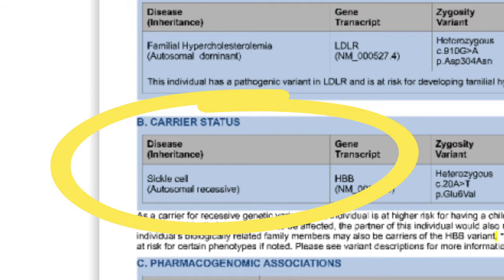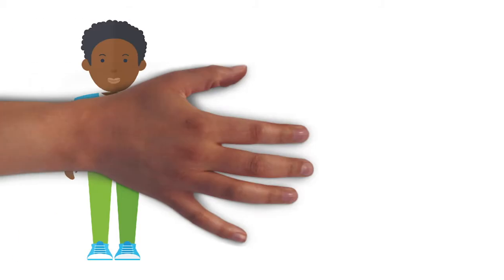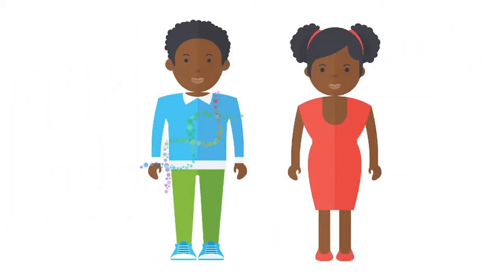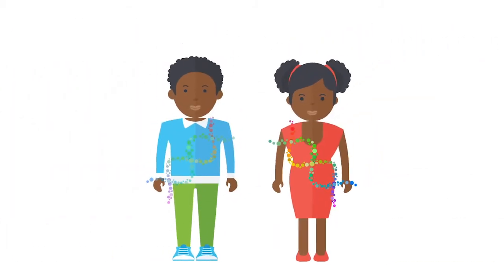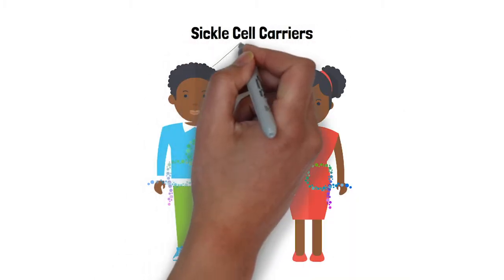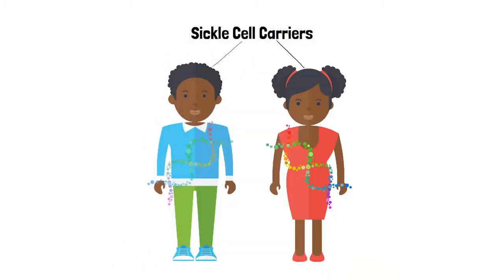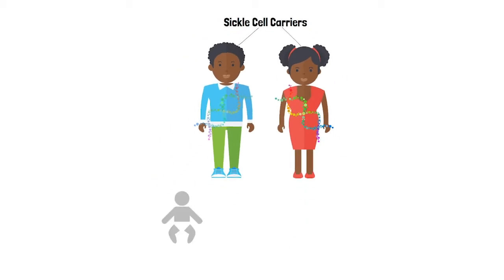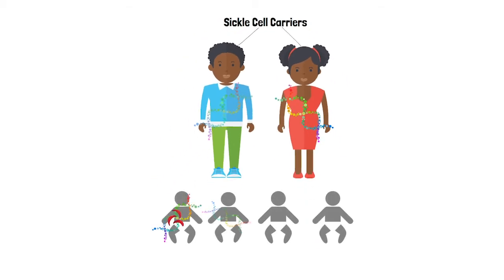For example, sickle cell disease is a condition caused by gene variations inherited from both parents. When a parent has only one gene variation for sickle cell disease, the parent is a carrier for sickle cell but does not have the disease. When two parents are carriers for the same condition, they may want to use that information to make reproductive decisions.